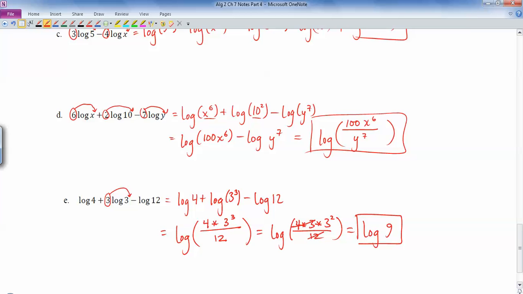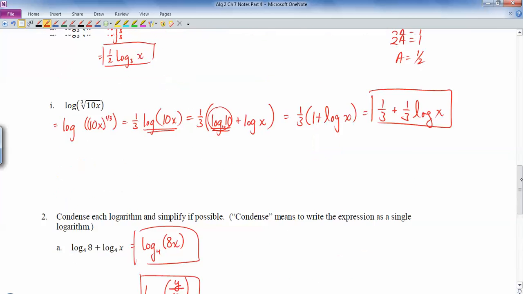Okay, I hope that helps a little bit. And that's how we use a lot of these various log rules.